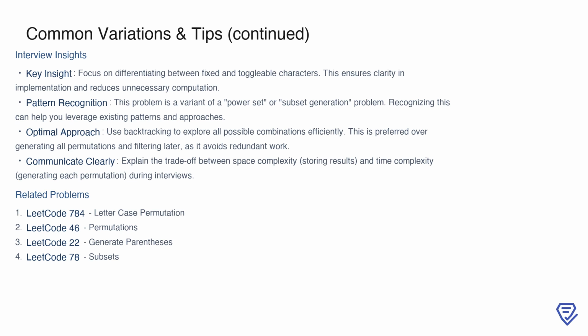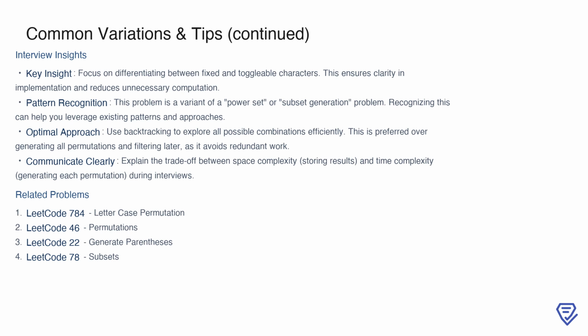One of the most important is distinguishing between fixed and toggleable characters. This clarity in your implementation will reduce unnecessary computation and demonstrate your understanding of the problem. Additionally, recognizing that this is a variant of a power set or subset generation problem can help you apply patterns and techniques from similar problems. The optimal approach here is backtracking, which allows you to explore all possible combinations efficiently.